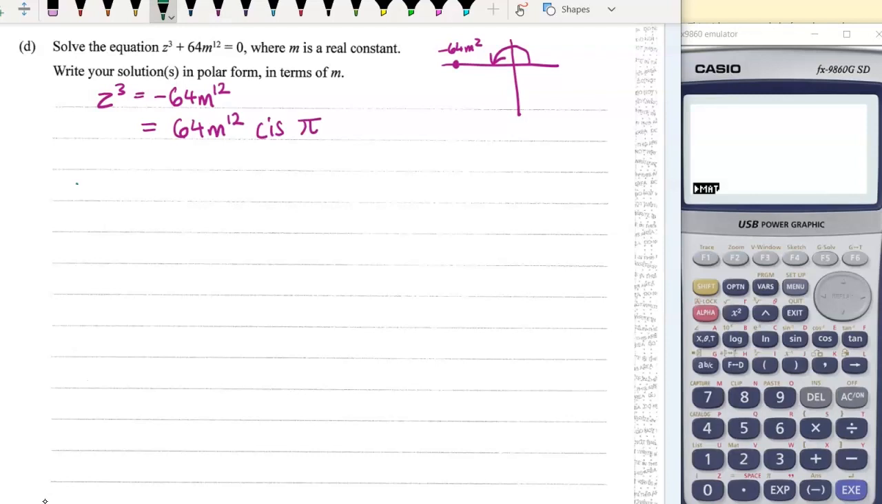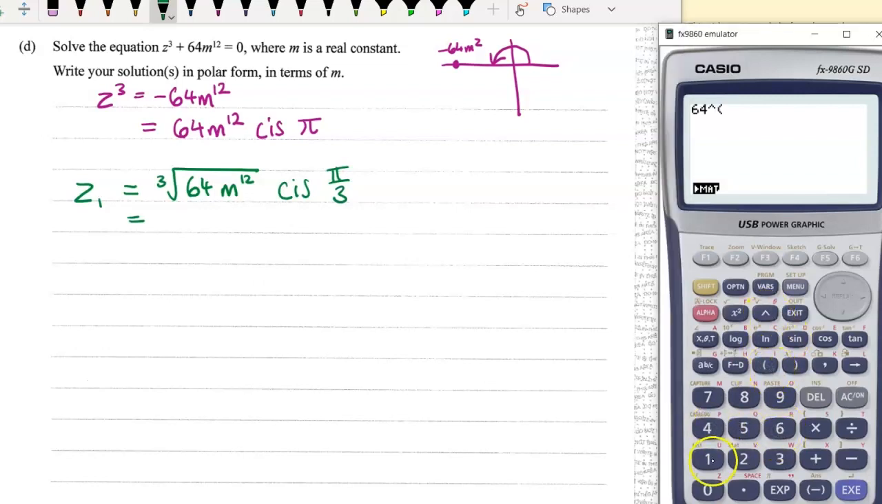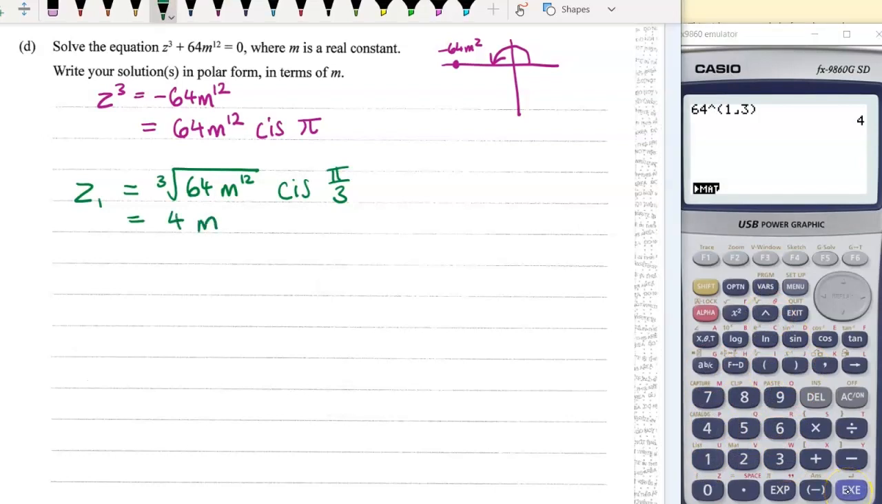So our first solution of z is to do the cube root of 64 m to the 12, and then cis argument divided by 3. So this is equal to, let's do 64, the cube root of it is 4. If you do m to the 12 to the third, 12 times a third is how we sort out that power. A third of 12 is 4, so it's 4m to the 4 cis pi by 3.